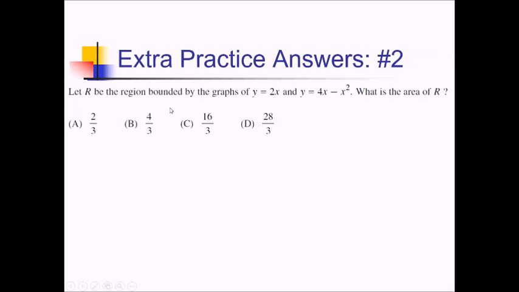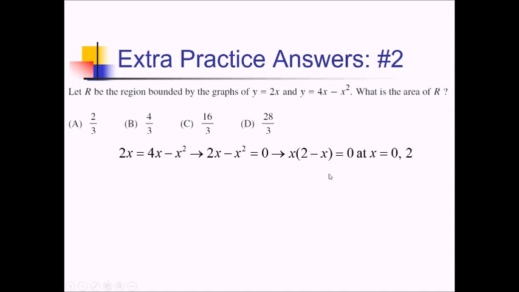For this problem, we're trying to find the area of R, which is the region bounded by the graphs of y equals 2x and y equals 4x minus x squared. Let's start by figuring out where these intersect, because those are going to be our limits of integration for the integral we're going to set up. So we have 2x equals 4x minus x squared. I can very quickly just subtract 2x to get one side being 0. So that's 2x minus x squared equals 0. Now let's factor an x out of that. That's x times (2 minus x), which gives us the intersection points 0 and 2.